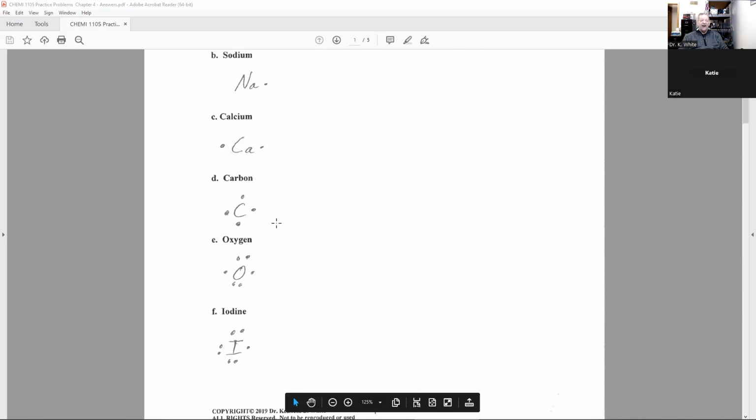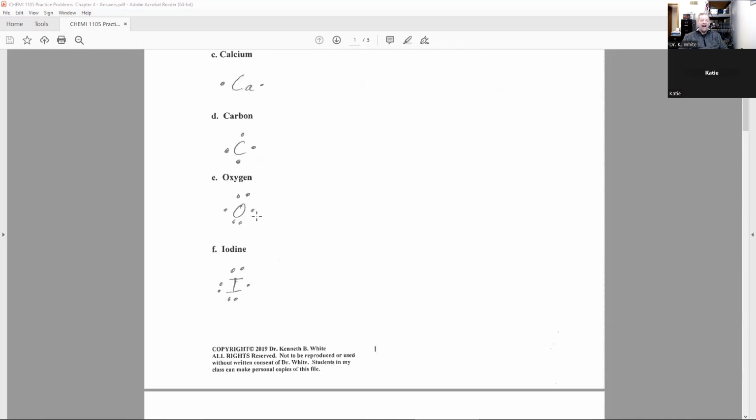So carbon has 4 valence electrons. You put 1 dot on each side. You don't put 2 dots on a side until each side has a dot. Oxygen, this is one way of writing it, 1 on each side. An organic chemist would put the 6 electrons, the 5th and 6th, on top like this. 2 sides have to have 2 dots, and 2 sides have 1 dot.